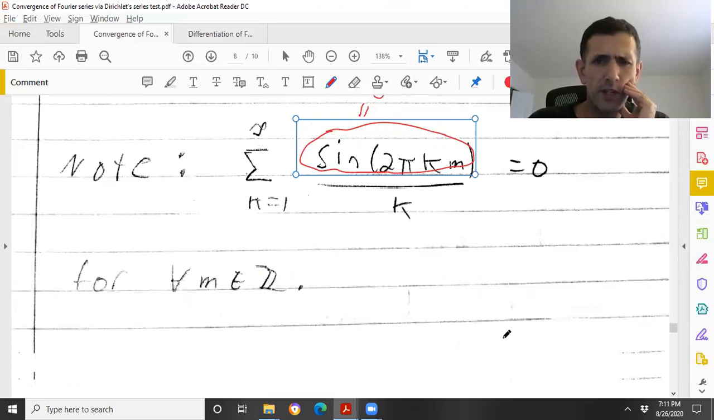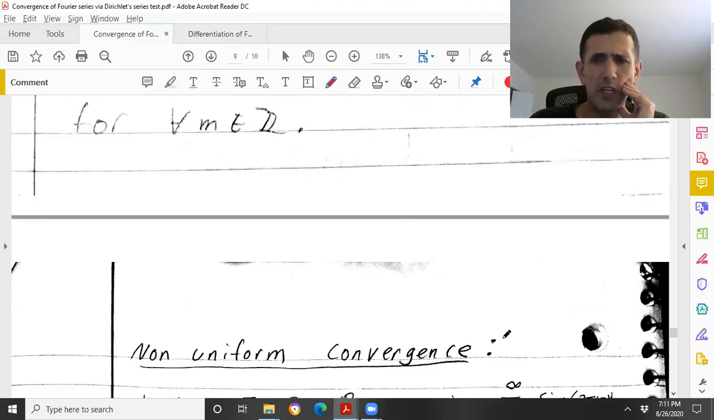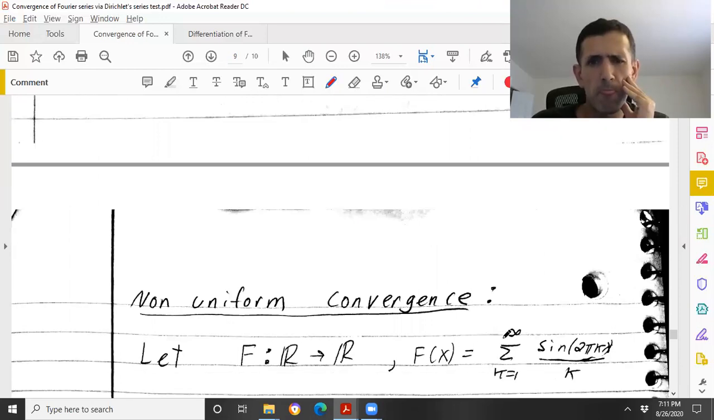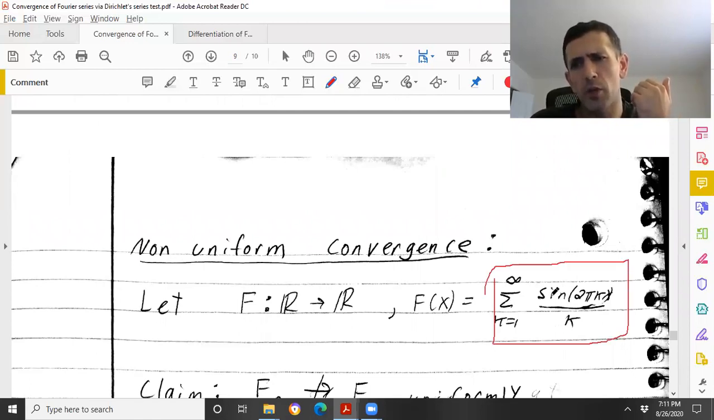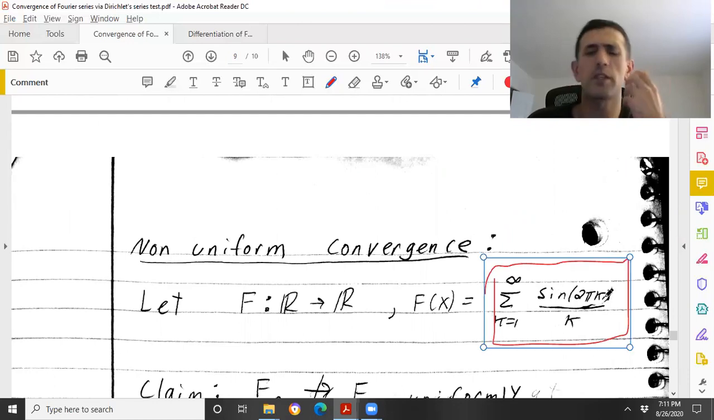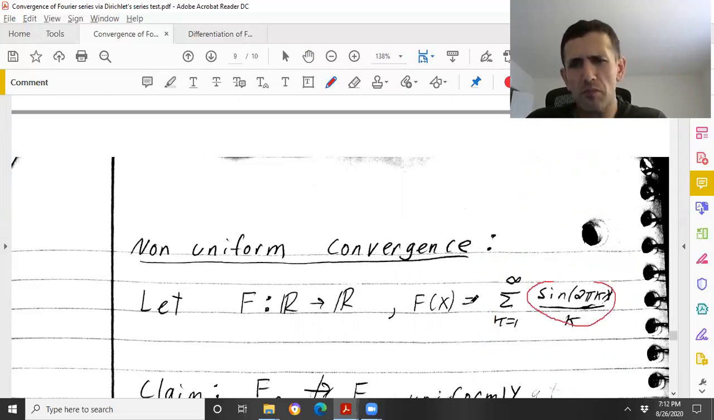Okay, so finally, let's end this by proving non-uniform convergence. Let's give this function a name. We know this infinite series, the sum of sine 2 pi kx over k, converges for all x. So let's give it a name, call it big F of x. Let's say big Fn of x is just the sum from k equals 1 to n of these terms.